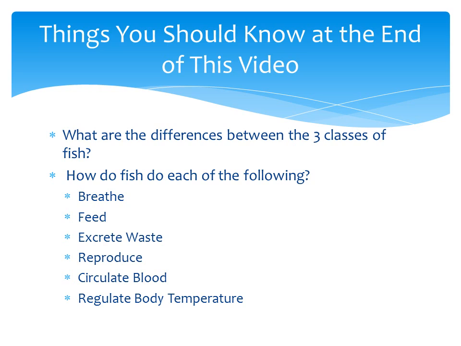I'd like you to take notes, please, on these questions. So first, what are the differences between the three classes of fish? We'll talk about three different groups of fish. I want to look at the differences. And how do fish do each of the following? How do they breathe? How do they feed? How do they get rid of waste? How do they reproduce, circulate blood, and regulate body temperature?